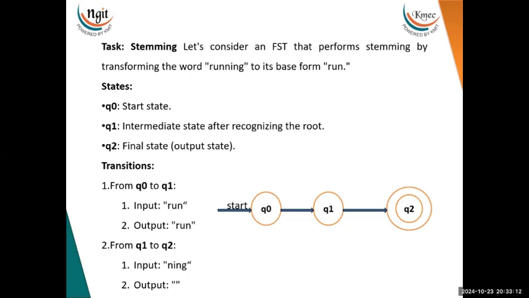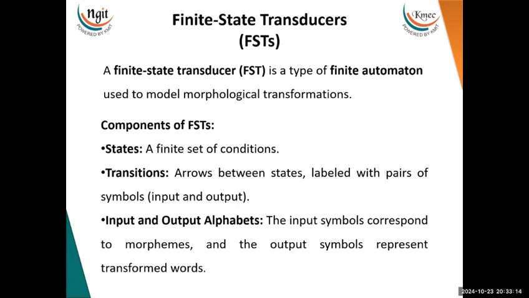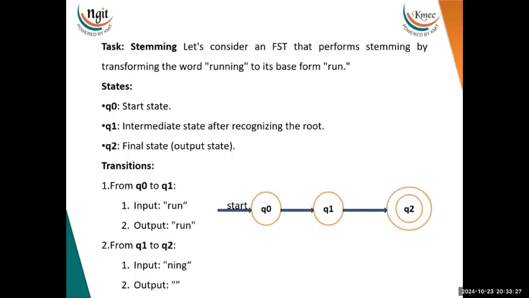Understood. So as mentioned in the previous slide, the components present in finite state transducers are states, transitions, input and output alphabets, right? Taking these into consideration, now we can see there is a task called stemming. So let us consider an FST that performs stemming by transforming the word running to its base form run. The first state is your start state, which is already shown in the diagram.